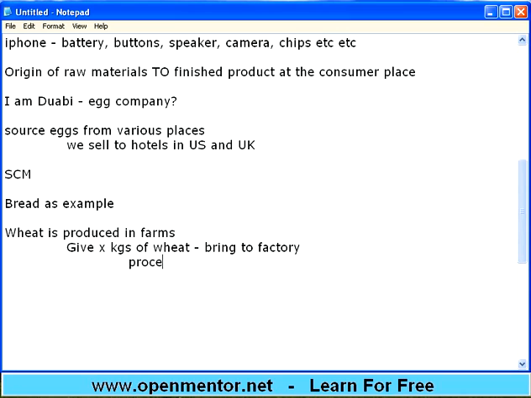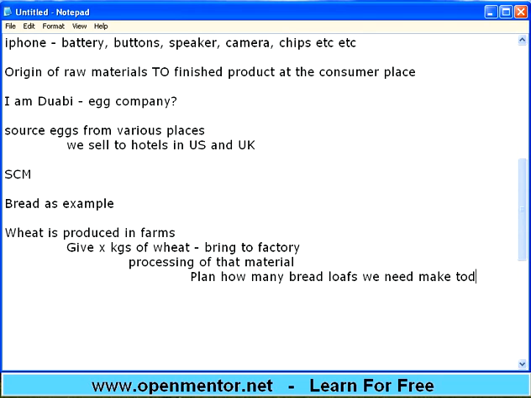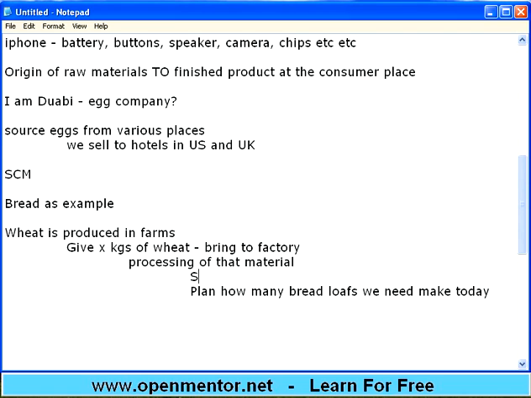Then there is something called processing of that material. The wheat needs to be processed. Maybe drying, maybe removing the dust, etc. Then someone has to plan how many bread loaves we need to make today. There should be a plan. Based on that plan, there is one more thing: then there is something called storing that material.